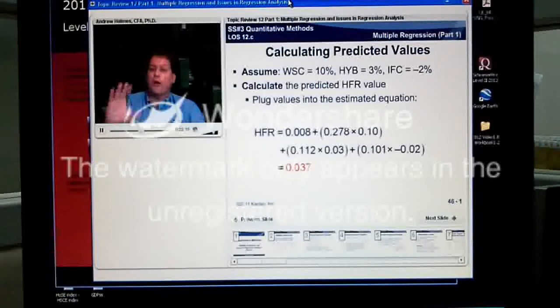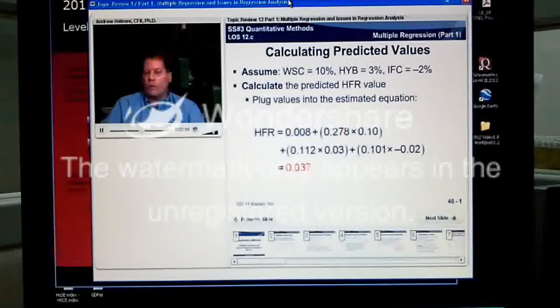All we had to do was find the forecast value of the x variable and plug that into the equation. We're doing exactly the same thing here. So if they tell us that the Wilshire index is going to be 10%, we can plug that in. If the high yield index is going to be 3%, we can plug that in. And if the emerging market is going to be minus 2%, we plug that into our equation. Okay, we do the arithmetic, and we get a predicted value of 0.037.